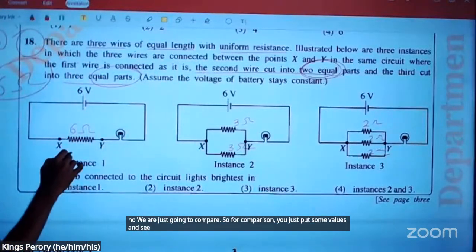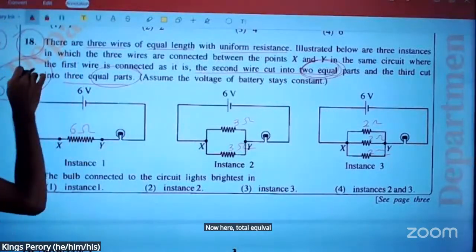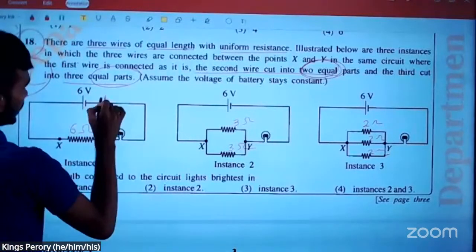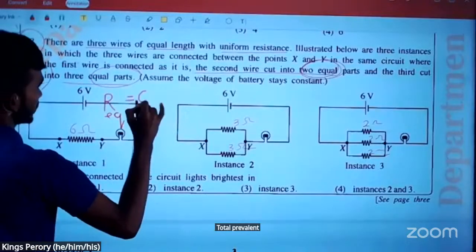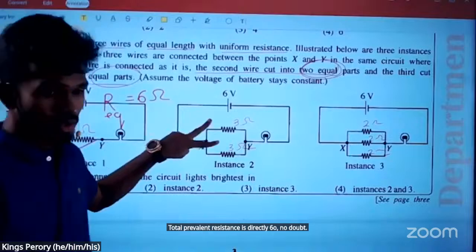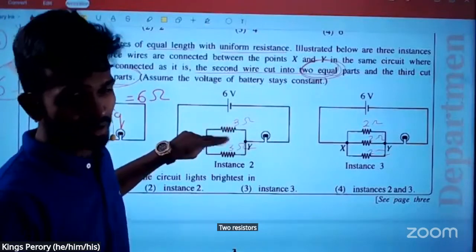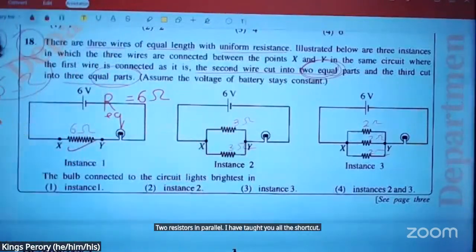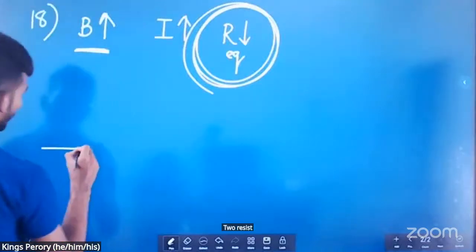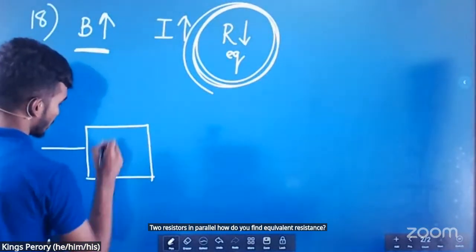Now here, the total equivalent resistance is directly 6 ohm, no doubt. Directly connected. Here, two resistors in parallel. I have taught you all the shortcut. Two resistors in parallel, how do you find the equivalent resistance? Can you remember the shortcut I taught you?